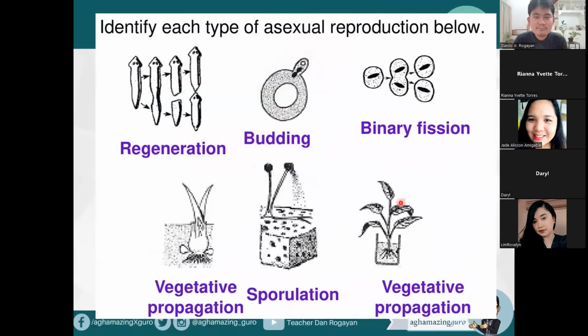Identify each type of asexual reproduction below. We have regeneration, budding, binary fission, where last time we asked you to compute for binary fission exhibited by bacteria. If we have one bacteria that undergoes binary fission, how many bacteria will it produce? If this will undergo binary fission. Yes. If two bacteria, how many naman?